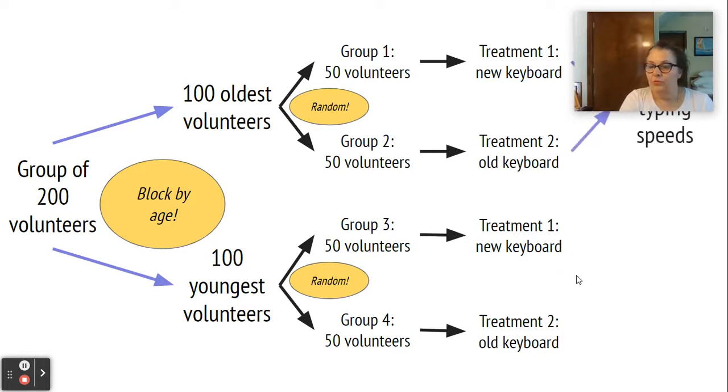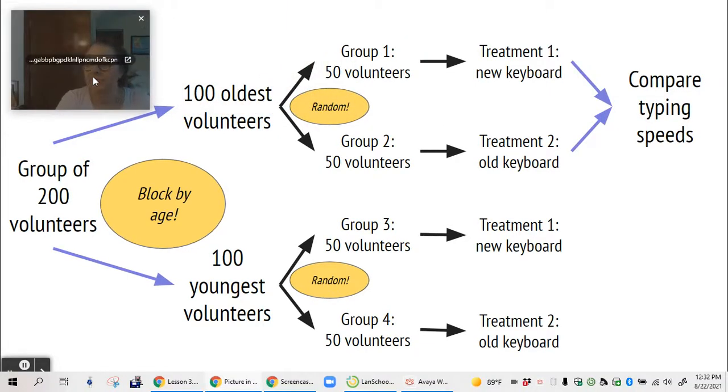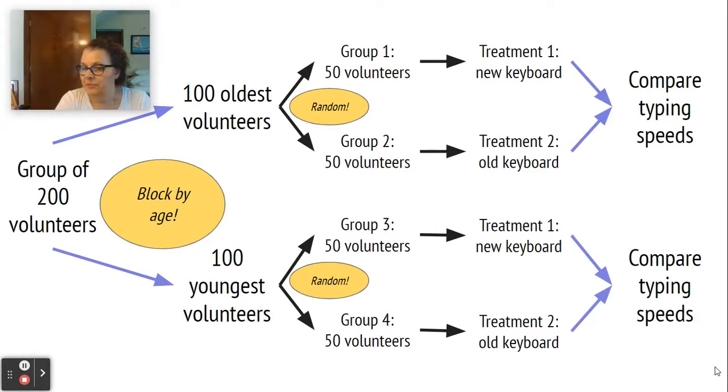And then, of course, we're going to compare typing speeds between the two keyboards for the 100 oldest groups. And we're going to compare typing speeds between the younger group and the two different keyboards.